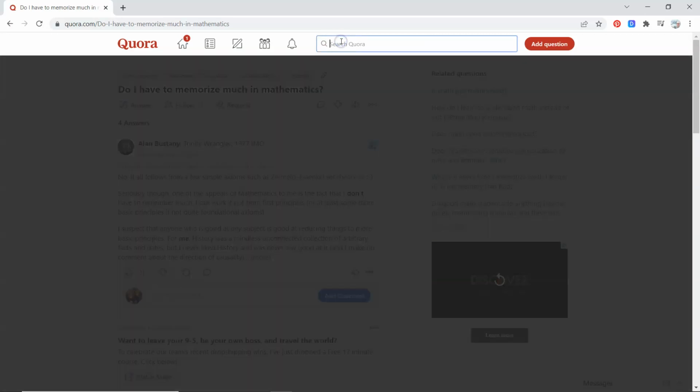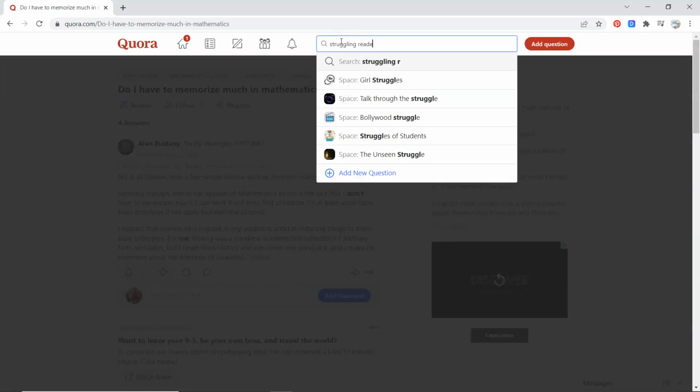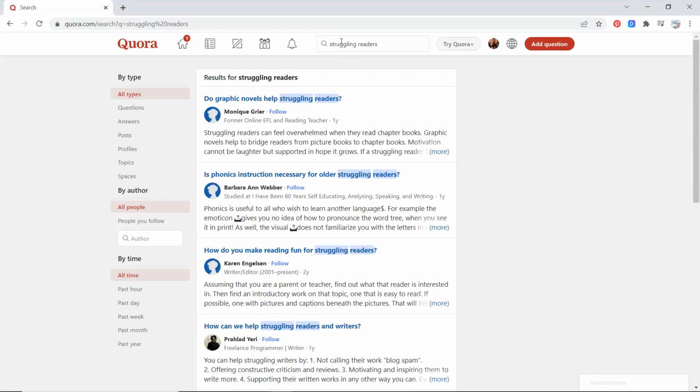All right, let's look up some other questions that teachers might be searching for. So, struggling readers, okay? So let's see what pops up. Okay, ooh, this is a good one. Do graphic novels help struggling readers? So if you're focusing on literacy or helping second language, English language learners, then that might be a really good question for you to answer because it came up first and it's what people are looking for. Or, is phonics instruction necessary? So maybe you believe that whole language learning is effective or not effective and you want to explain why. Or maybe you're a big proponent of systematic phonics-based instruction. You're going to explain why.